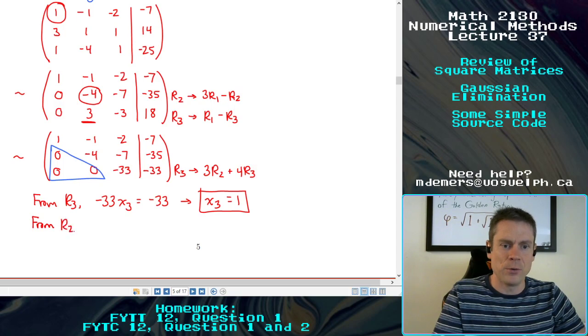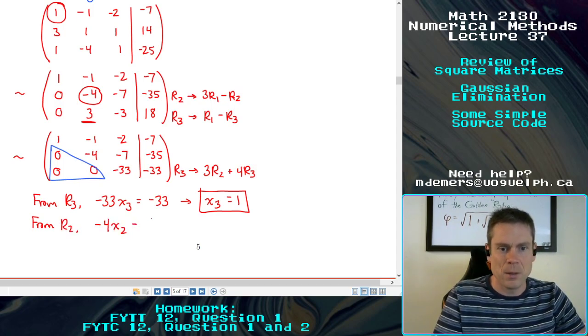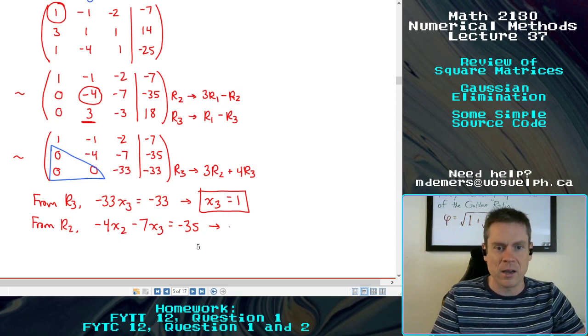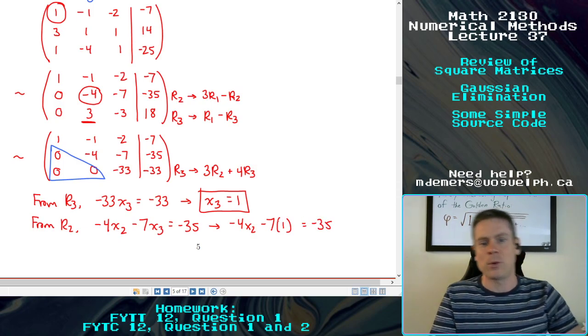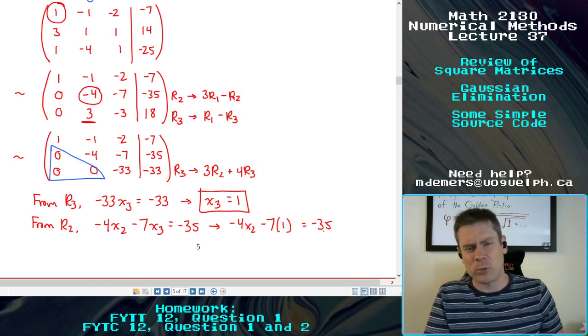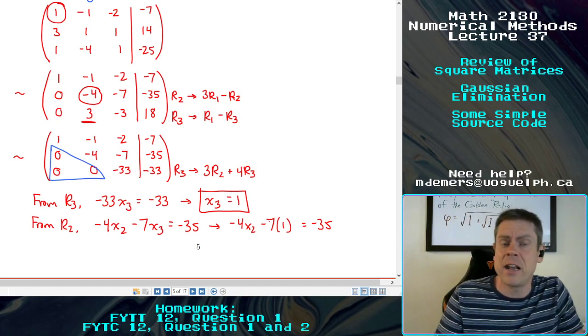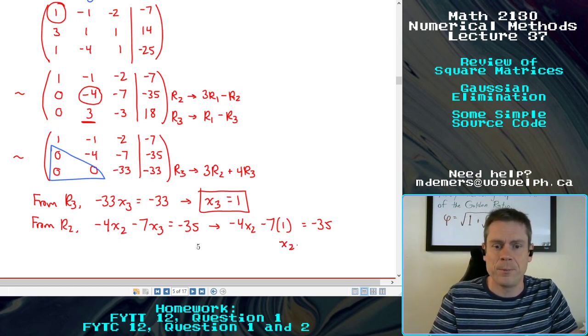From row 2, we have minus 4x2 minus 7x3 equals minus 35. And of course, with x3 being 1, we get minus 4x2 minus 7 times 1 equals minus 35. That means that we're going to be adding 7 to get minus 28 and dividing by the negative 4, I think x2 has to be 7.